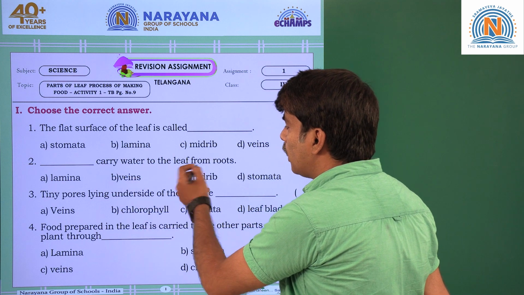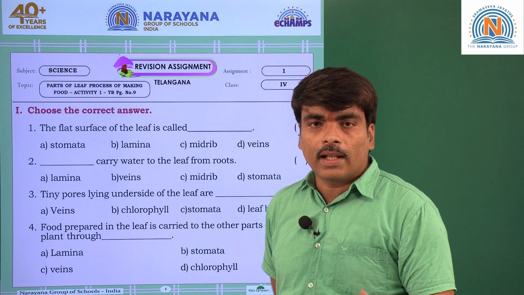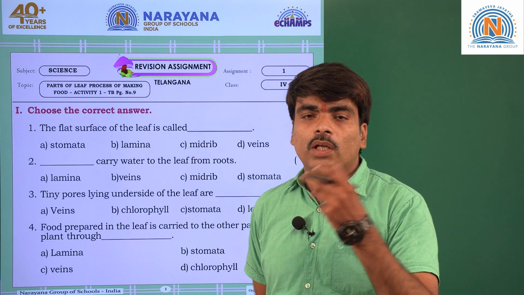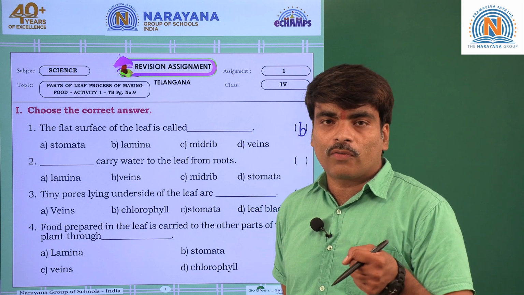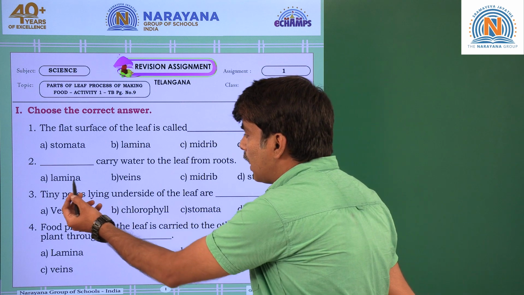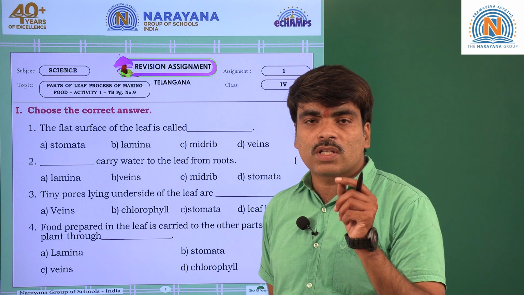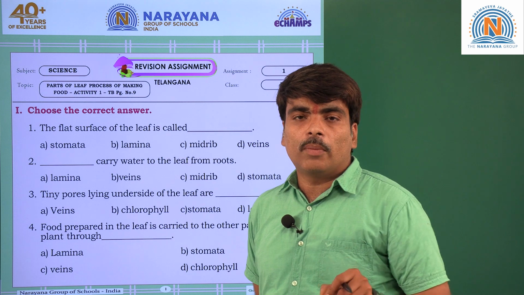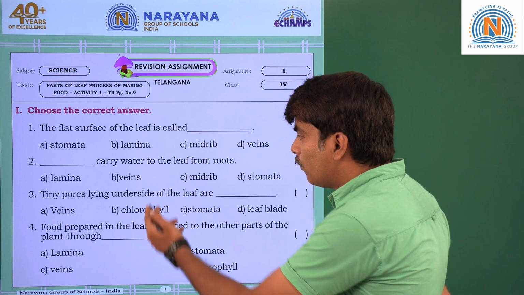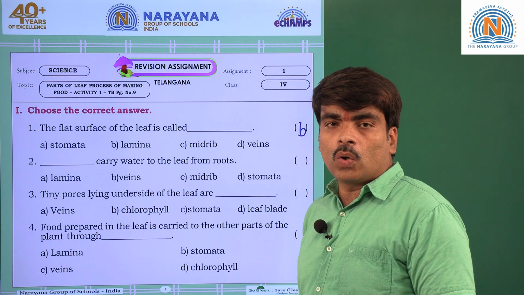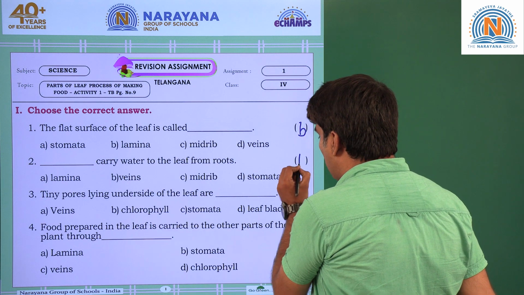Now we'll go to the second question. Dash carry water to the leaf from roots. Roots will absorb water from the soil and they transport it to the different parts as well as to the leaves. The leaf part which takes that water from the roots is, let us see the options: lamina, veins, midrib, stomata. Of all these, the thin lines that we observe on the leaves are veins. They carry the water from the roots to the leaf. So the answer is B again.